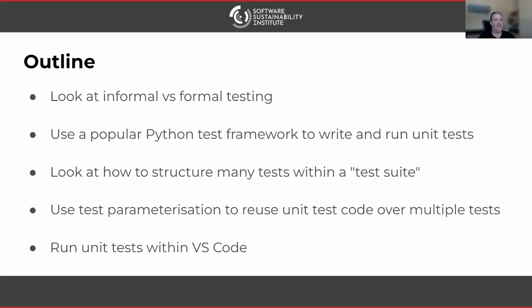We're also going to look at how we can use test parameterization to reuse unit test code over multiple tests. So it saves us copying and pasting the same code all the time. Duplicate code is usually a bad idea. And this is one way to reduce the code footprint, so that we can reuse that code over again for different tests. And we're also going to see how we can run unit tests within VS Code as well.